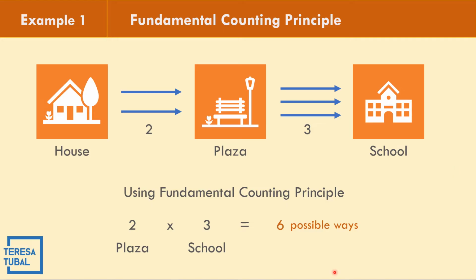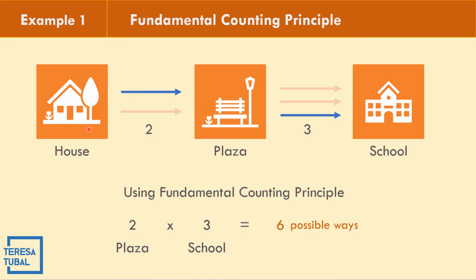So if we list them all, from the house going to plaza, first route, and then first route going to school. So that's the first. Second, first route going to plaza and second route going to school. Third, first route going to plaza and third route going to school. So we have 3 possible ways from the first route of house going to plaza.